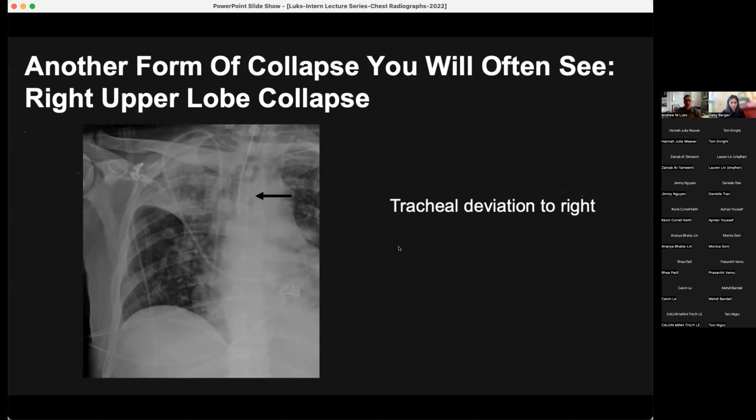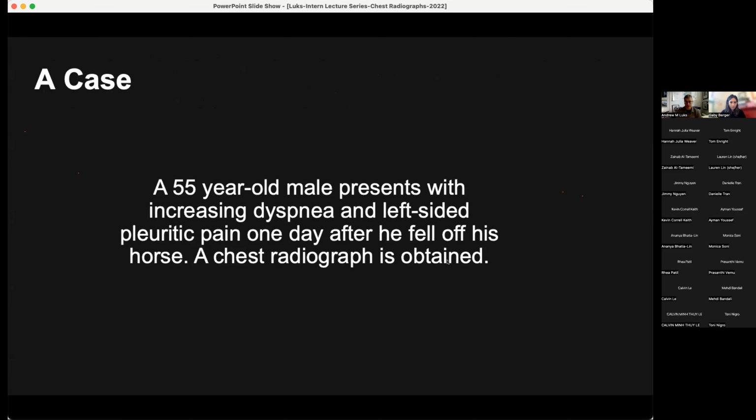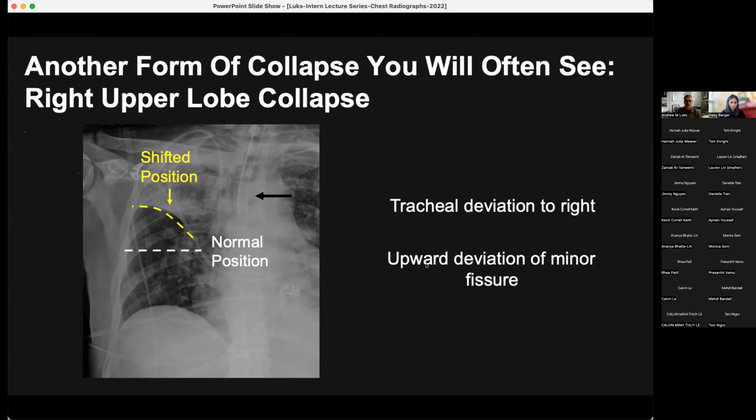So what are the key findings? Well, the trachea will deviate towards the side of the collapse. Okay, so in this case, it deviates to the patient's right. The minor fissure, which is normally located in this position, if you can see it, shifts upward. So whenever you see opacification in the right upper portion of the chest and a nice clear curvilinear boundary up in this location here, that's highly suggestive of right upper lobe collapse. Okay. All right.